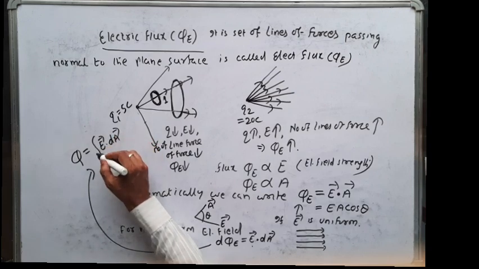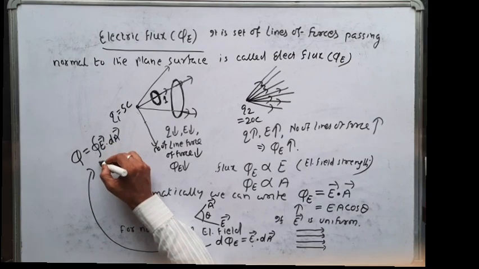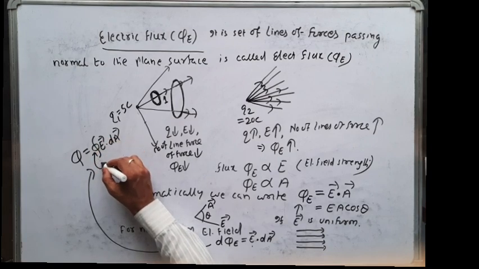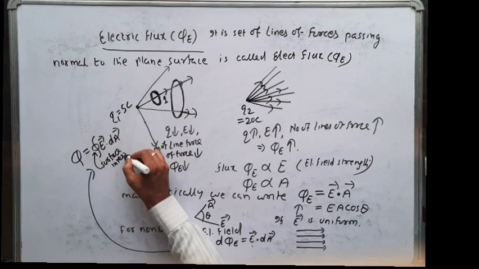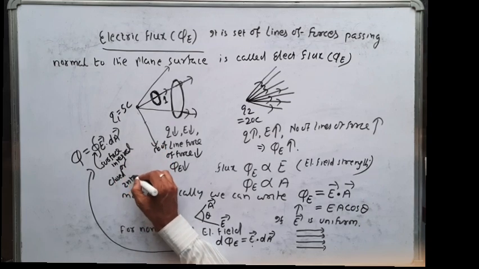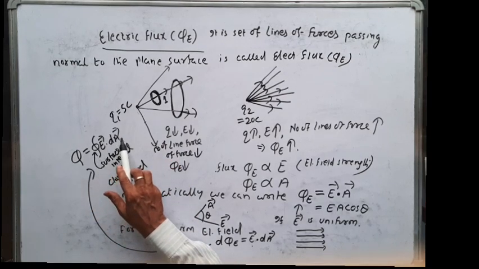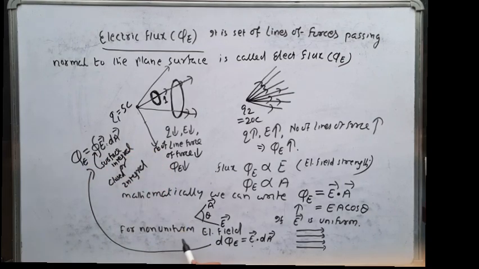And this integration is not a line integral. It is called surface integral or closed integral. This circle sign over the integral sign indicates which integral? Surface integral, or you can say closed integral. So surface integral of E dot dA is equal to electric flux. This is under what condition? For non-uniform electric field. But for uniform electric field, you can directly write down E dot A.